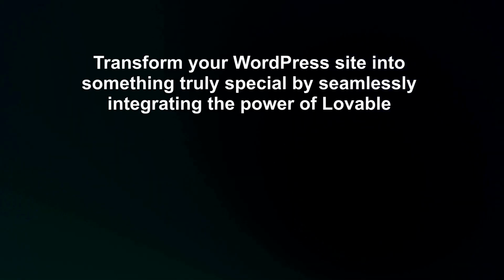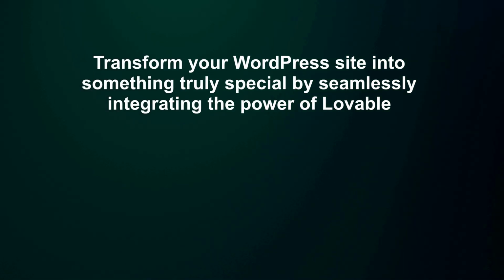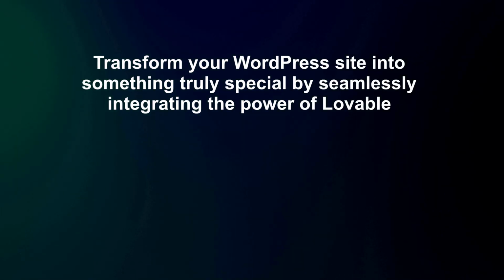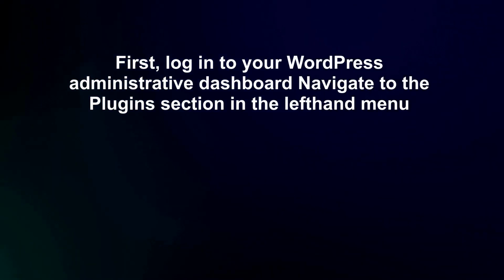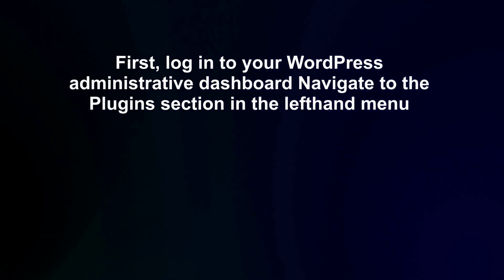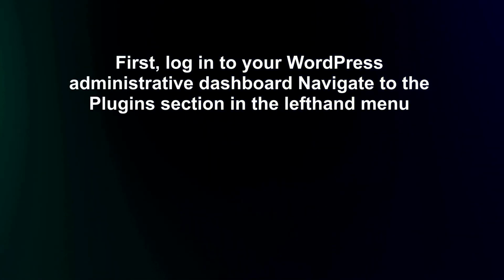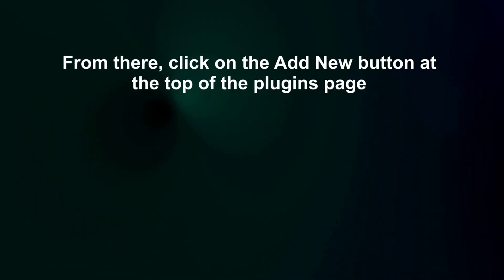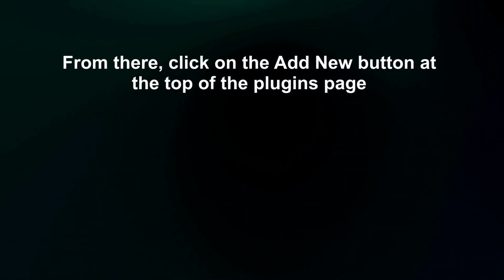Transform your WordPress site into something truly special by seamlessly integrating the power of Lovable. First, log into your WordPress administrative dashboard. Navigate to the Plugins section in the left-hand menu. From there, click on the Add New button at the top of the Plugins page.